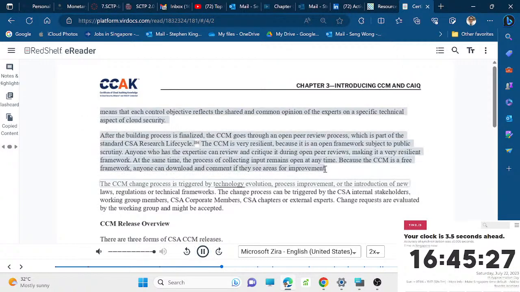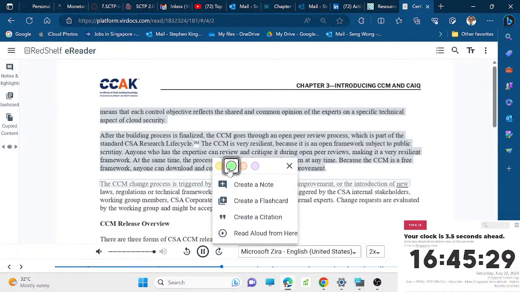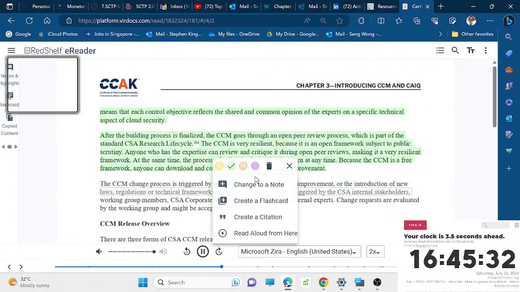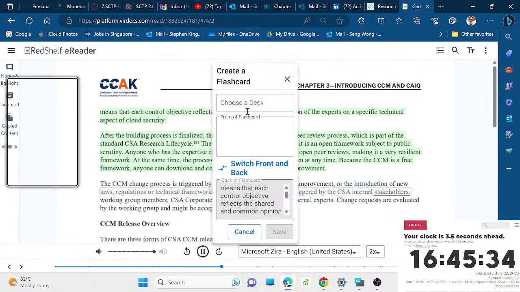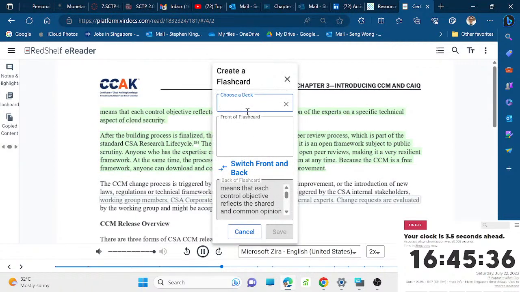The CCM change process is triggered by technology evolution, process improvement, or the introduction of new laws, regulations, or technical frameworks. The change process can be triggered by the CSA internal stakeholders, working group members, CSA corporate members, CSA chapters, or external experts. Change requests are evaluated by the working group and might be accepted.